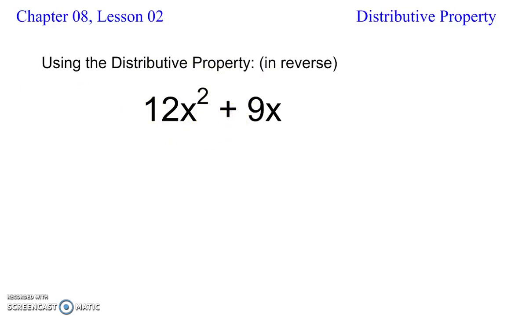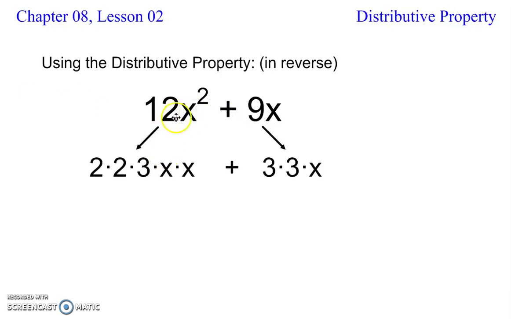Well, one thing we can do is factor each term. We just practiced that, factoring each term. Now we're going to look at the terms and say, what do they have in common? Well, they each have a 3 and an x. So now I can pull those out. Pulling them out means dividing by. I can divide each of these terms by 3x.